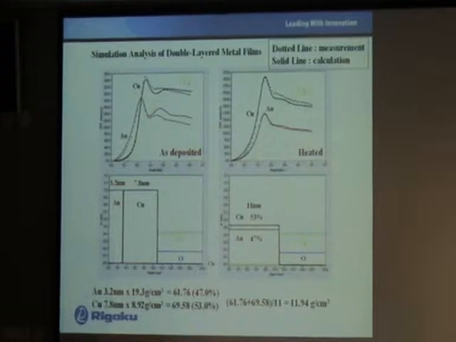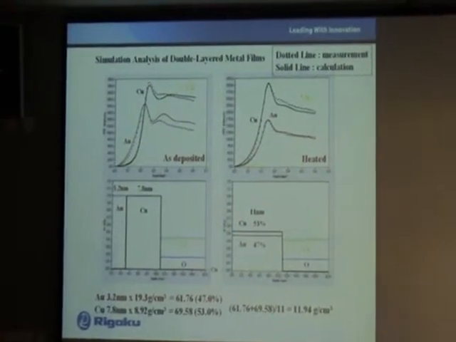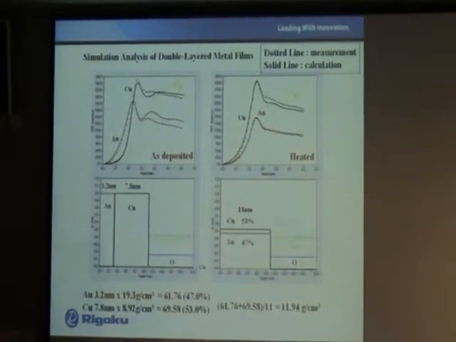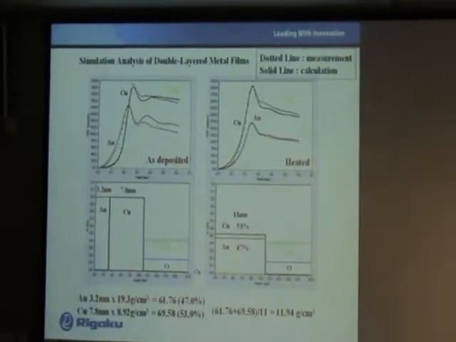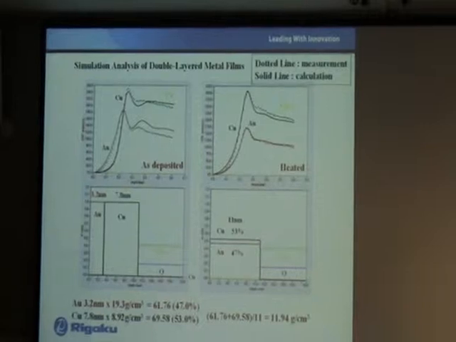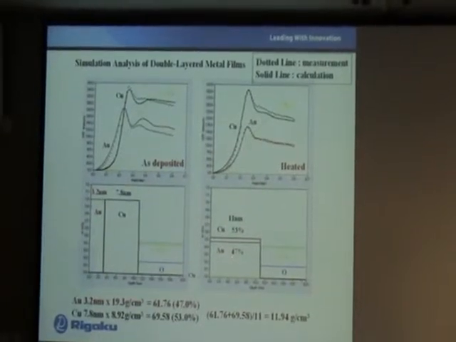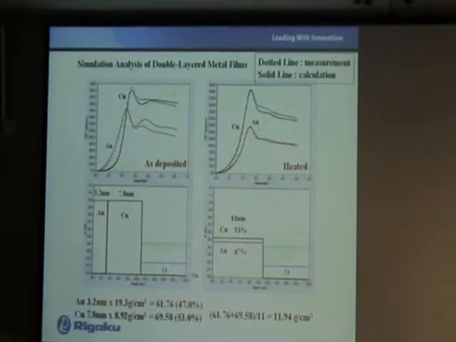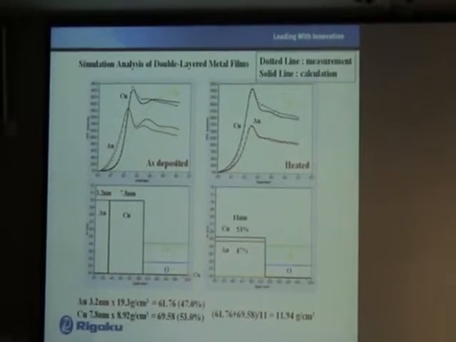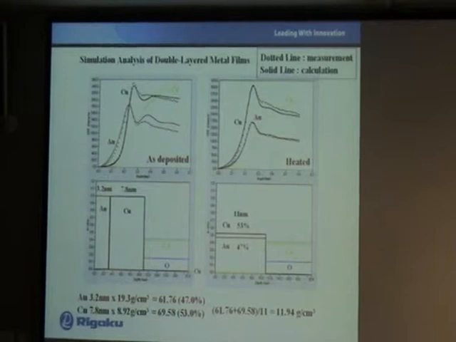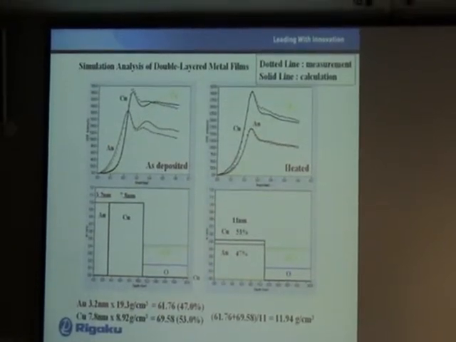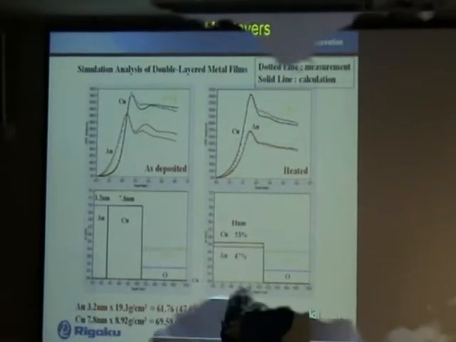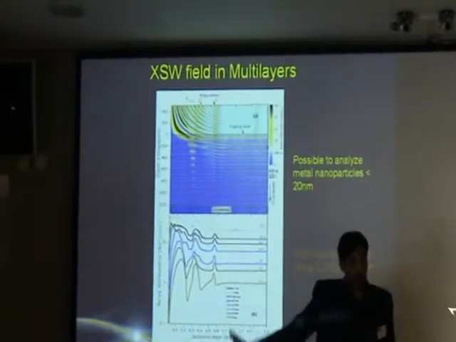And after the heating, we put a model on the uniform film. The fitting result shows gold of 47% and copper of 53%. The thickness is 11 nanometers. And when I calculate the deposit and the condition, it is the correct condition.